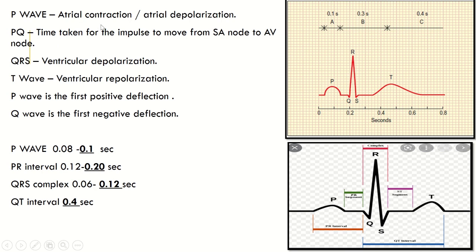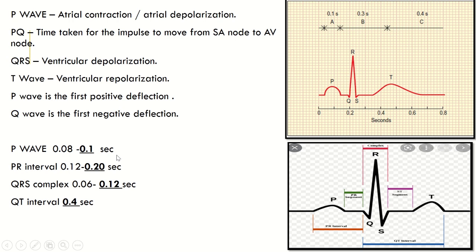So the P wave is the atrial contraction or atrial depolarization. When the atria are contracting, that point is called the P wave. As you can see, it is the first positive deflection. You can see the time taken for this is 0.1 second. So the P wave is 0.08 to 0.1 second.